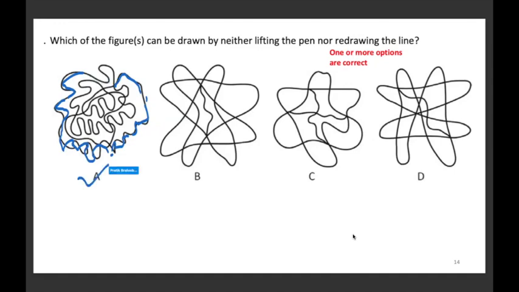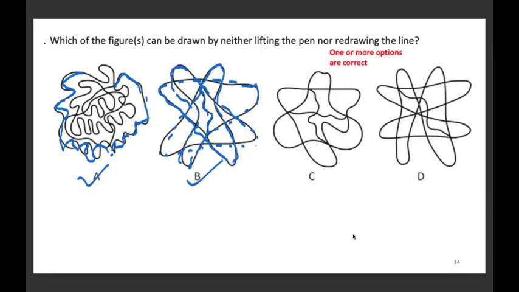Option B can also be worked out something like this. You first do this, like this, and then you go into the second loop, which also ends, and we complete the whole thing. So B is fine.